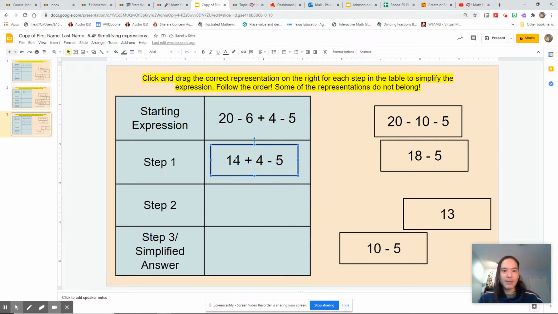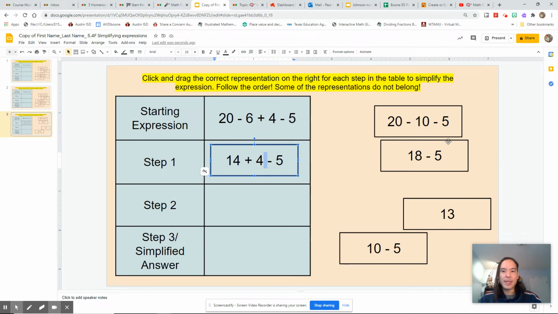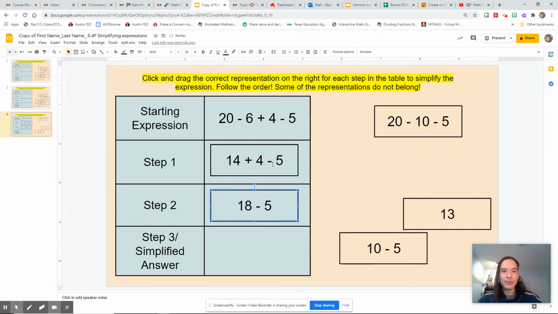So the next step that I have to do is still all addition and subtraction. The next step is whatever is at the beginning of the problem. So 14 plus 4. 14 plus 4 equals 18. So our next line should look like 18 minus 5. It's the next line when we're simplifying the expression. Remember, every single line has the same value. It's just getting simpler to look at as we go down.